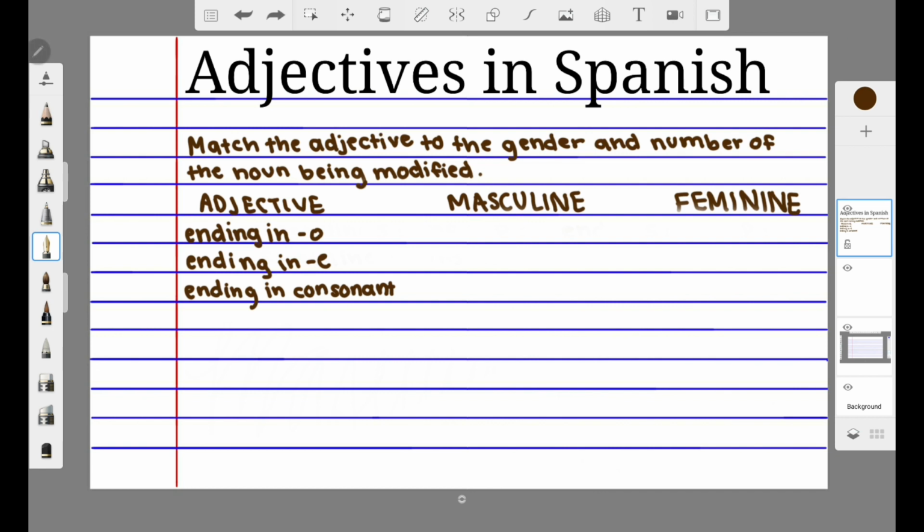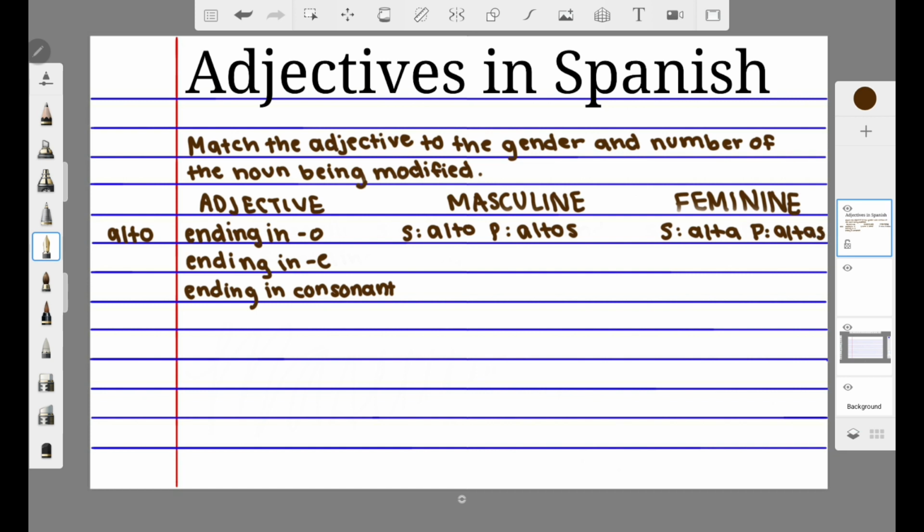So for an adjective ending in O, take alto, which means tall. For masculine, you don't actually change anything, so it's just alto. And masculine plural, you just add an S, so altos. Now feminine is when you have to change something. So instead of the O, you just change it to A, alta. And for plural, it becomes alta but with an S, so altas.